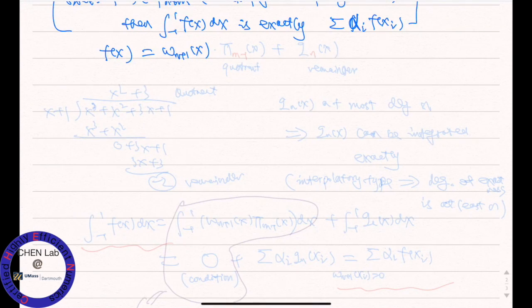If we divide this polynomial f by this omega m plus 1, then we're going to have a quotient plus a remainder, right? A quotient, let's say pi of x, plus a remainder, which is some kind of q of x. This is the quotient. This is the remainder.